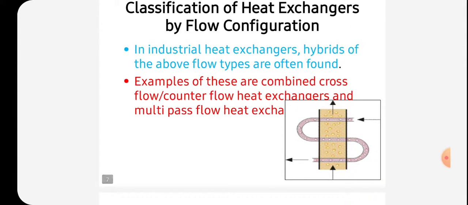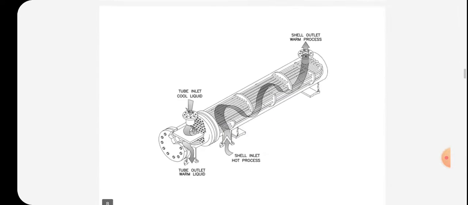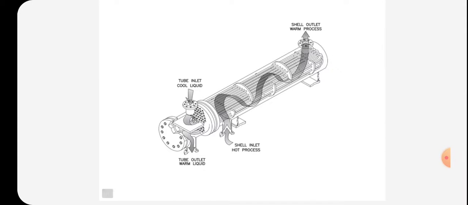Now in industrial heat exchangers, hybrids of the above types of cross flow, co-current, and counter current are often found. Examples of these combined cross flow counter flow heat exchangers and multipass flow heat exchangers are given below. See, the most famous type of heat exchanger is the shell and tube heat exchanger. Here this is the U-type shell and tube heat exchanger.